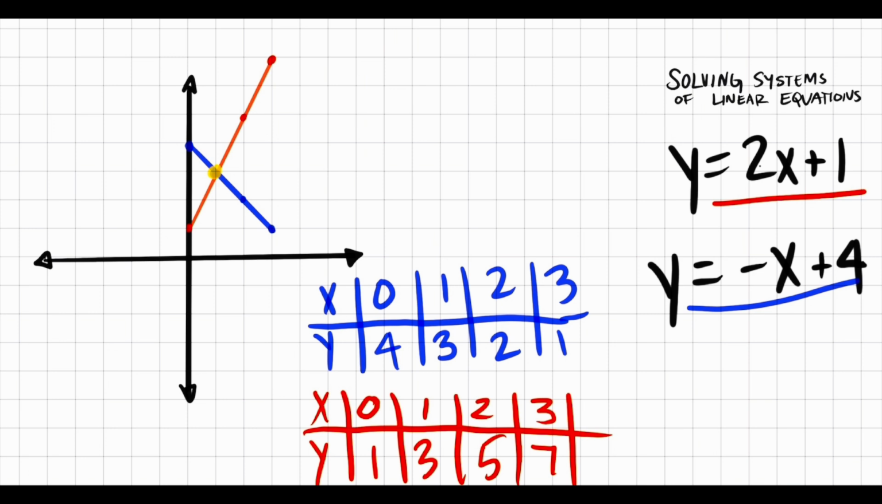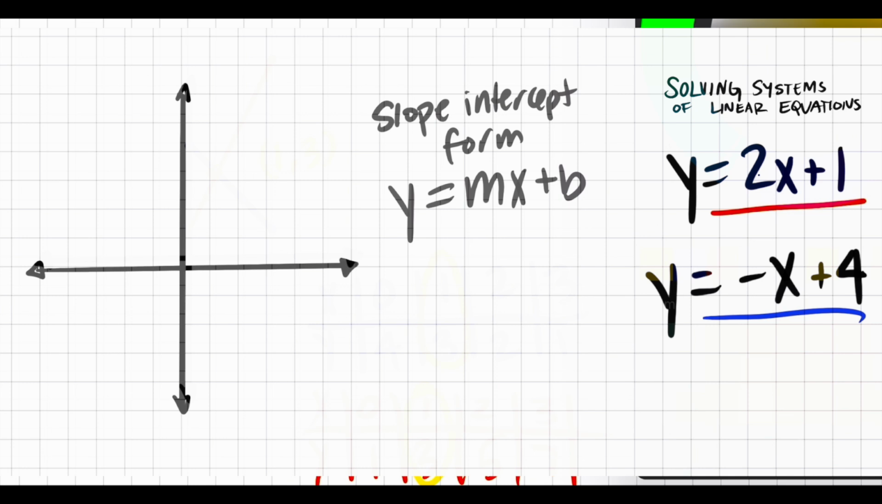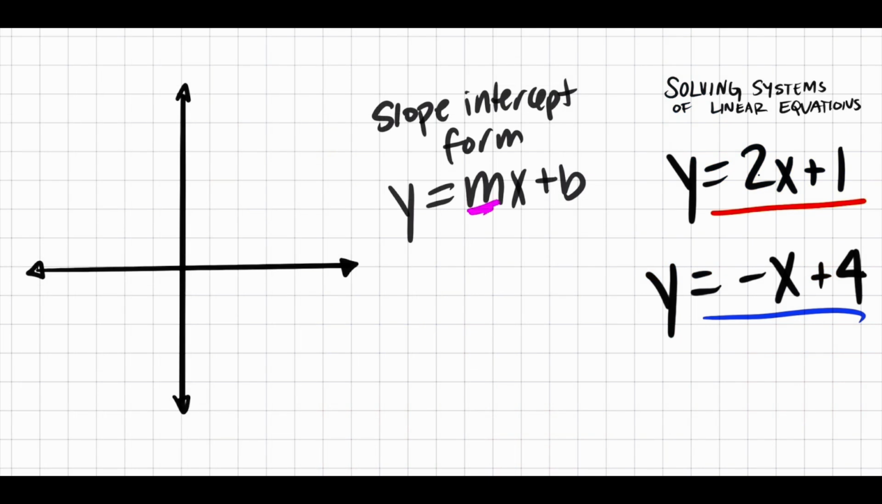As you can see, the lines have intersected at 1 comma 3. And if you look at the table, when x is 1, y is 3 for both situations. So it's safe to say that 1 comma 3 is the solution to these two systems of equations. Now we're going to move into slope-intercept form.